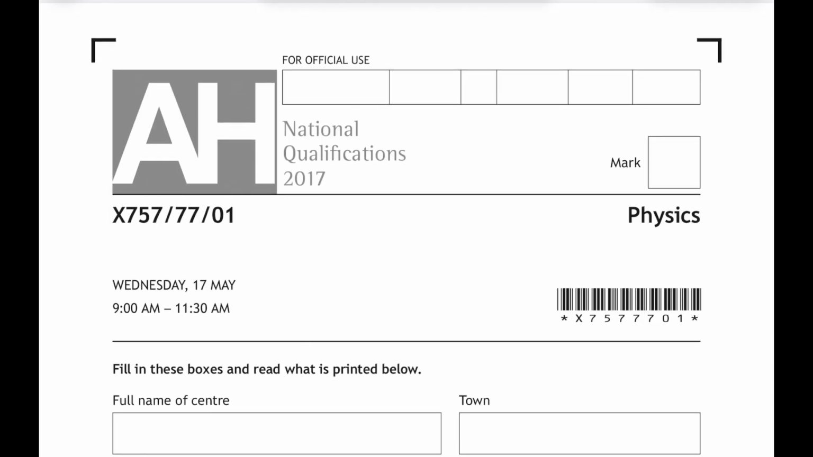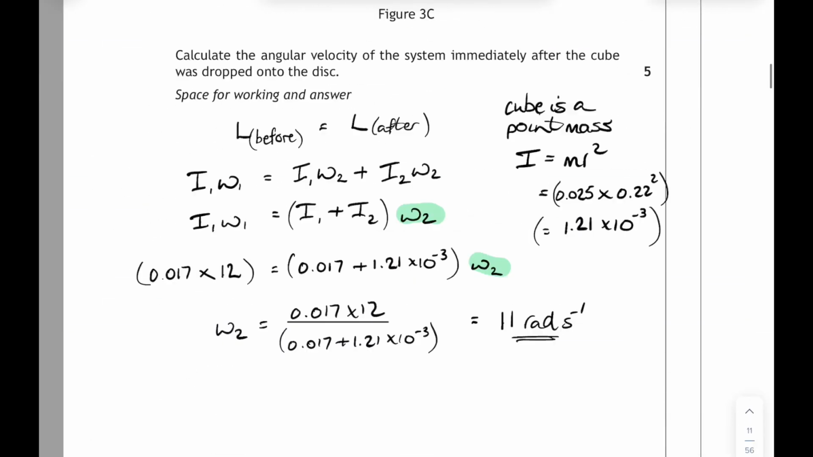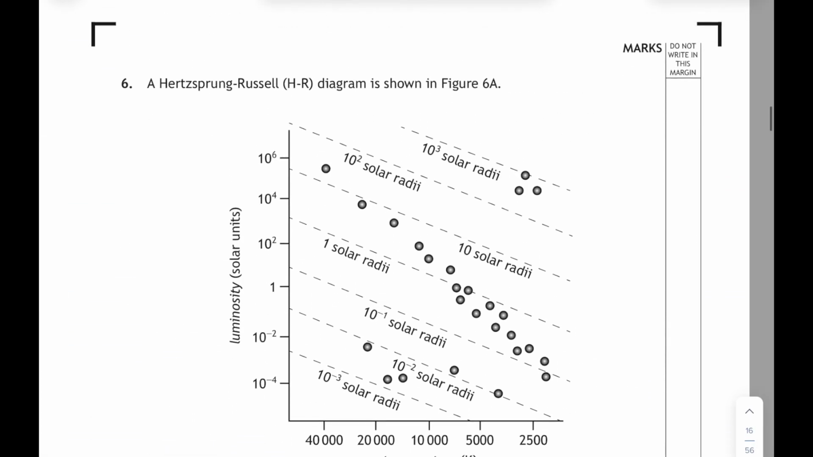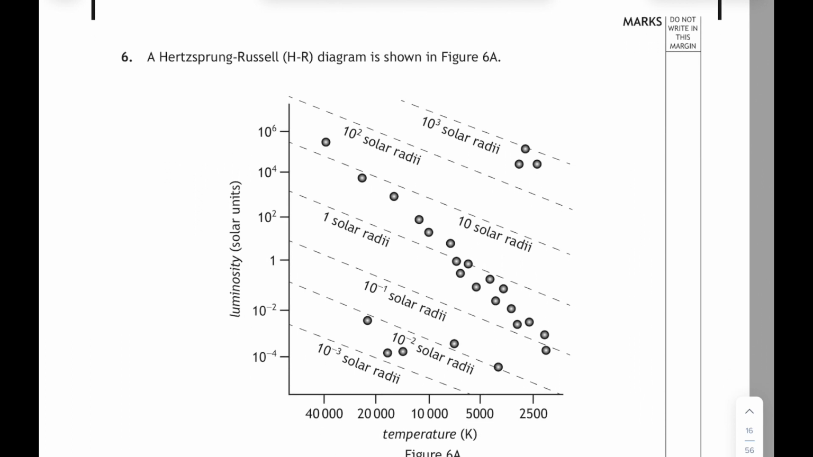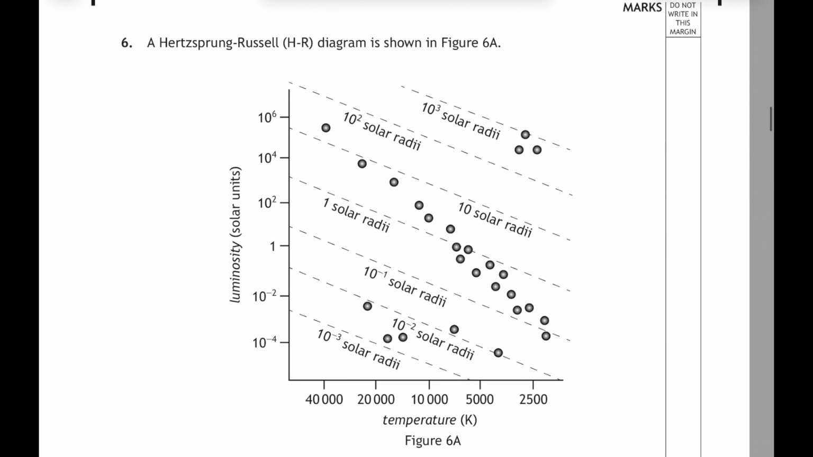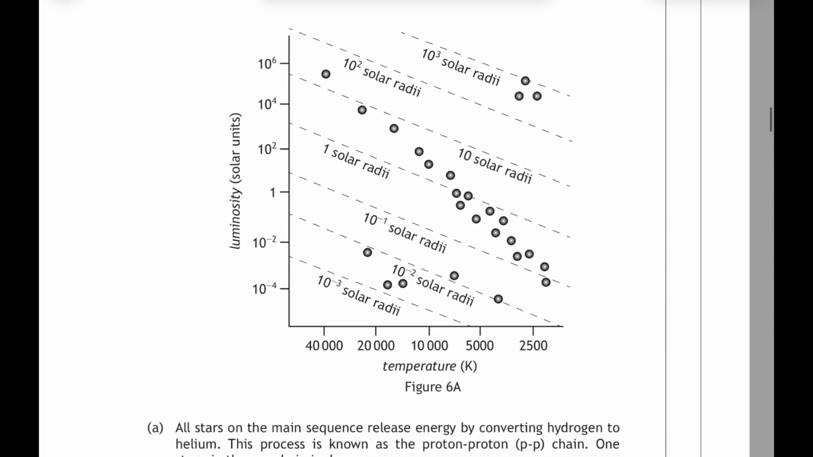This is the 2017 paper, and the stellar physics question is question number 6. So it's another Hertzsprung-Russell diagram, which has got luminosity on the y-axis, temperature on the x-axis, and again notice that the temperature is decreasing as you go from left to right, and that's because the peak wavelength that the star emits is increasing as you go from left to right. The stars are more red on the right hand side.